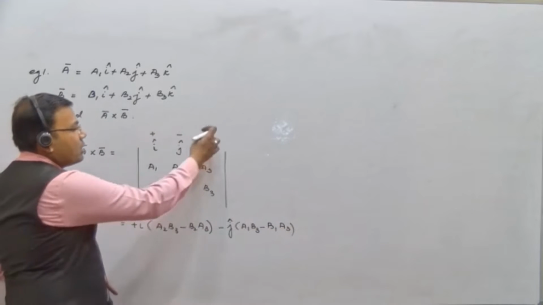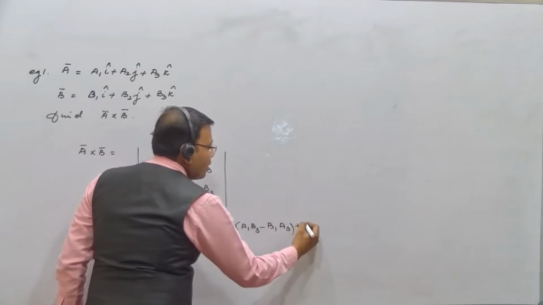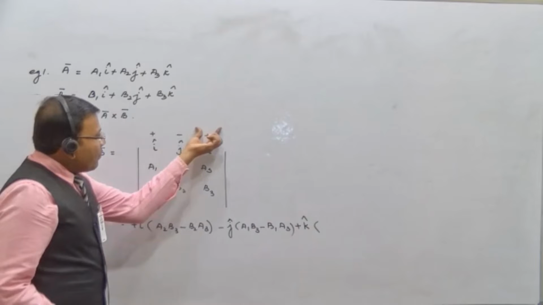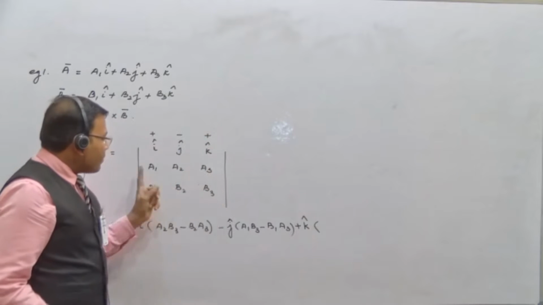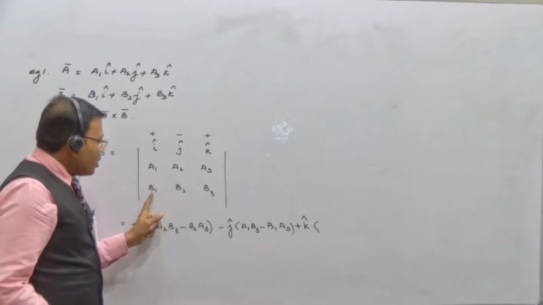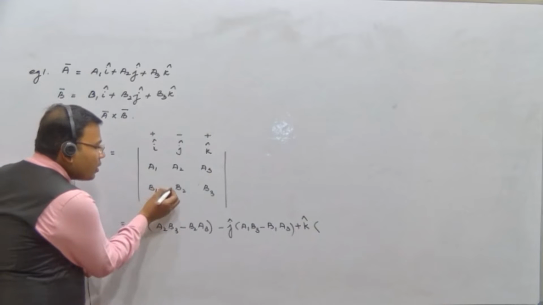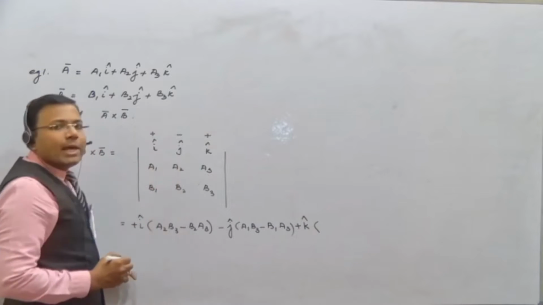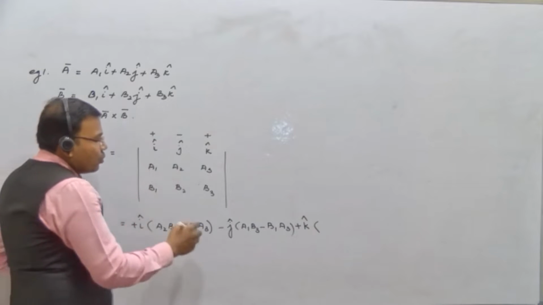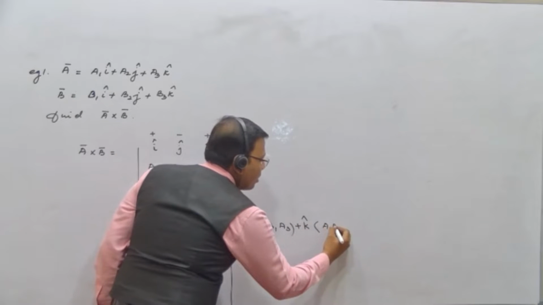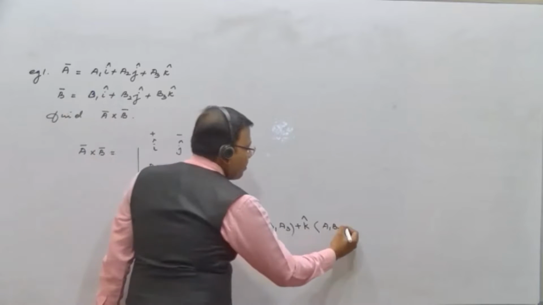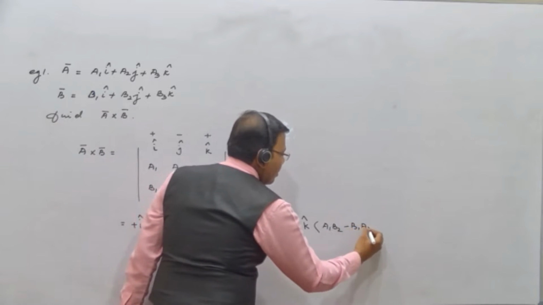Next we go for K. When we write K, you have to write plus K. Plus K means you have to leave the column for K. And what is left out? Only this one, right? A1, A2, B1, B2. Now when you multiply downward, it is the same multiplication, but when you go upward, you take the help of minus. So A1, B2. When I move up, it is minus B1, A2.